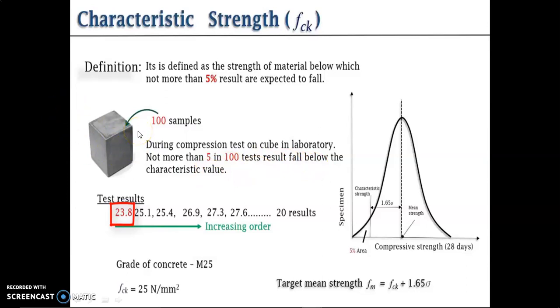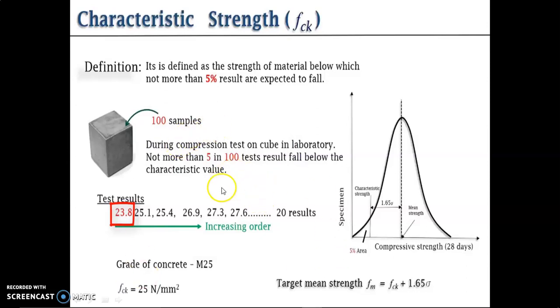Now you cast 100 cubes of M20 and take them to the lab, and compressive testing is done. So what you see is that mostly the result comes 20 or more than 20. Only 5% of results are below 20.